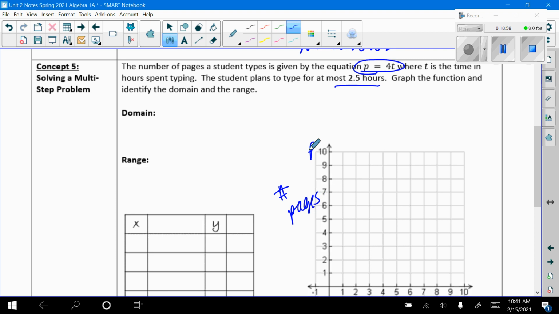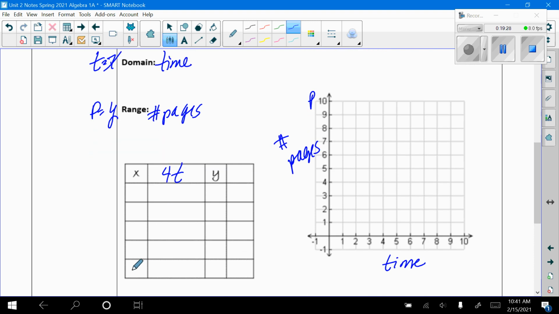Graph the function, identify the domain and range. So the domain is the time, and the range is your number of pages, because this is your x and this is your y, or your t and your p. I know my function is 4t. At most 2.5 hours, so my biggest number is going to be 2.5. 0 is going to be my smallest because you can't go below 0. Then I'm going to pick maybe 1 and just plug it in.